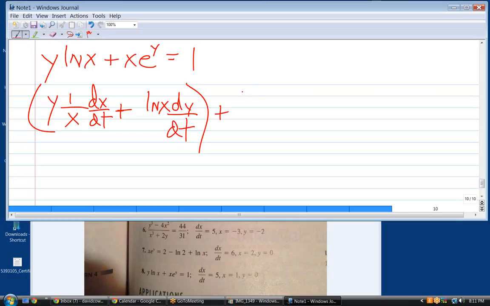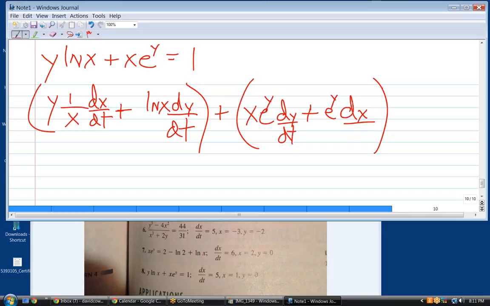Okay. And I'm going to put parentheses again, indicating that I've got to do the product rule again. So x times e to the y, and then dy dt, plus e to the y times dx dt equals 0. And again, y equals 0. Don't have to do any substitution there.